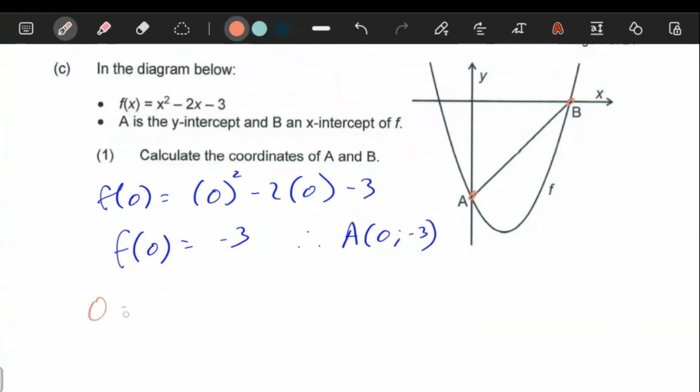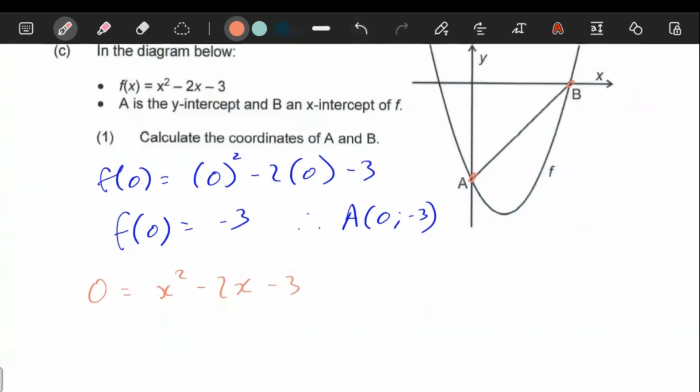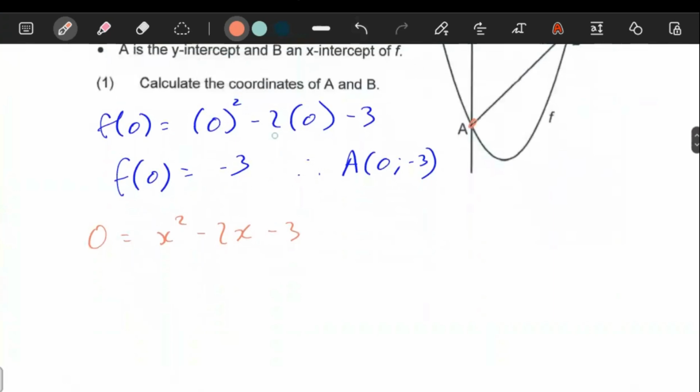So this is going to be 0 equals x squared minus 2x minus 3. Let's see if this can be factorized. Factors of 3 that give 2, it's just 3 and 1. But to get a -2, you have to say -3 plus 1. There you go.